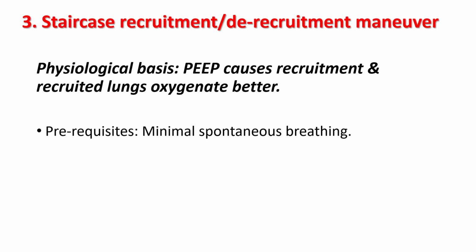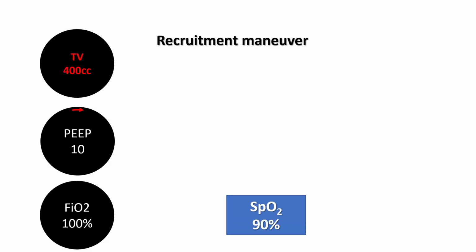The next method is the staircase recruitment de-recruitment maneuver. The physiological basis for this is that PEEP causes recruitment and recruited lungs oxygenate better. This also requires the same prerequisite, that is a minimally spontaneously breathing patient. So your patient has to be well sedated and comfortable and not fighting the ventilator. The first step is that you perform a recruitment maneuver, giving the patient 40 of PEEP for 40 seconds. Keep their FiO2 at 100%.